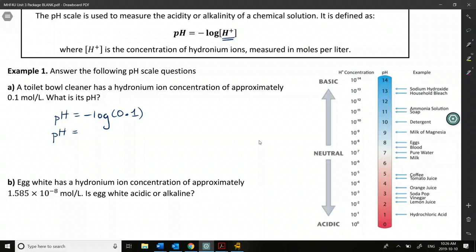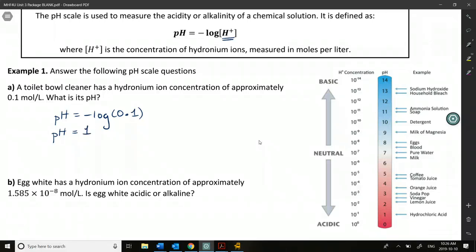Okay, so literally all you have to do for this one is plug this into your calculator, so negative log of 0.1, and we should get the pH of the solution. 1. Get a pH of 1? Okay, the pH is 1.